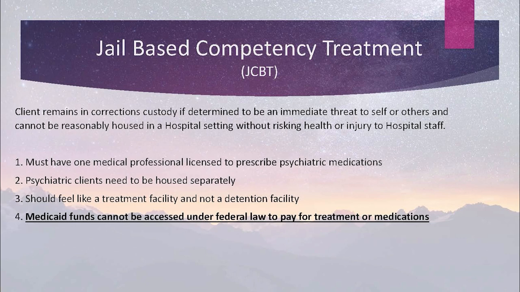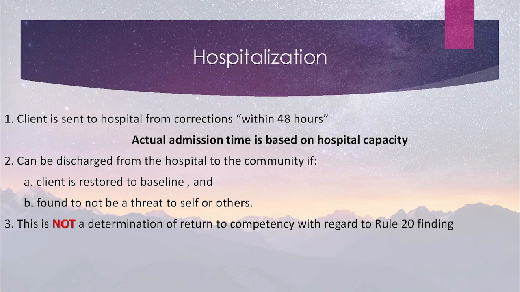So if they are currently being held in corrections and have been determined unsafe to return to the community, then they're going to go to a hospital within 48 hours, but actual admission time is based on hospital capacity. The client can be discharged from the hospital to the community if the client is restored to baseline and found not to be a threat to self or others.